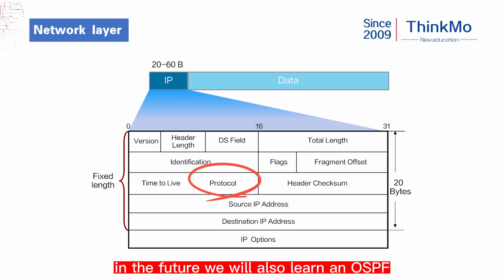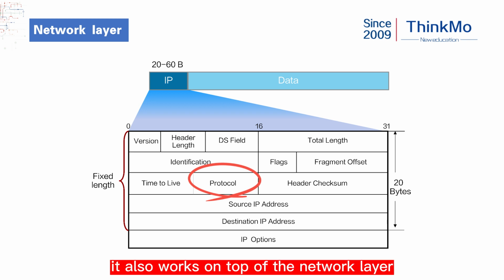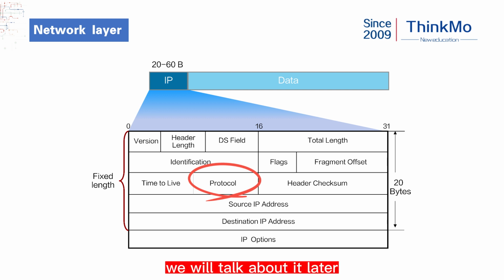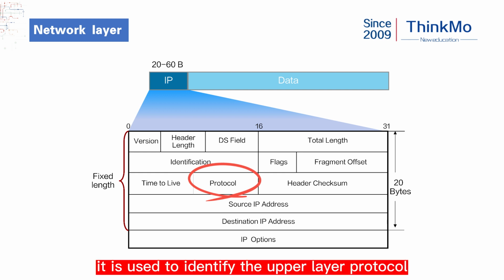In the future we will also learn OSPF. It also works on top of the network layer, but it doesn't belong to the transport layer. We will talk about it later. Then the protocol number it identifies here will be 89. If it is 89, it means that the upper layer is now the OSPF protocol. It is used to identify the upper layer protocol.